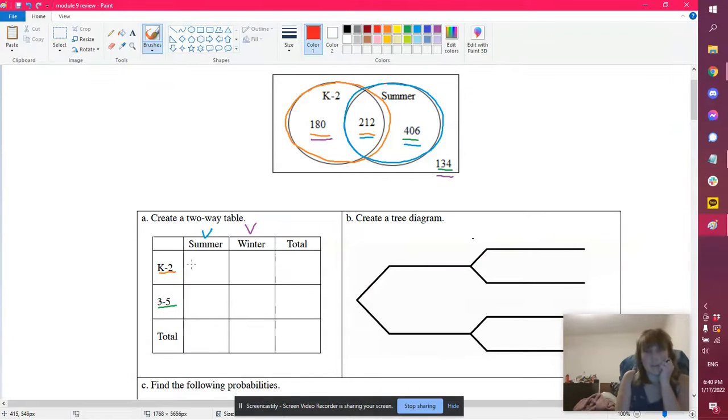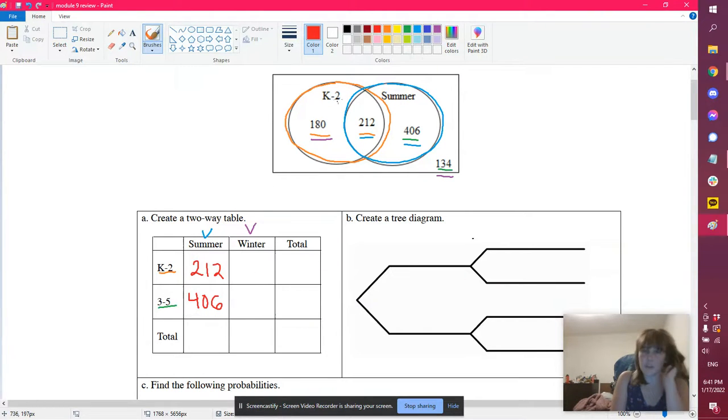So when we create a two-way table, K through 2 summer is the thing in both of the circles, the 212, because it's underlined in orange and blue. It's in the orange row and the blue column. Summer 3 through 5, summer is split into two things. It's the stuff that's K through 2 and the stuff that's not K through 2. So this is the part that's not K through 2, but is summer.